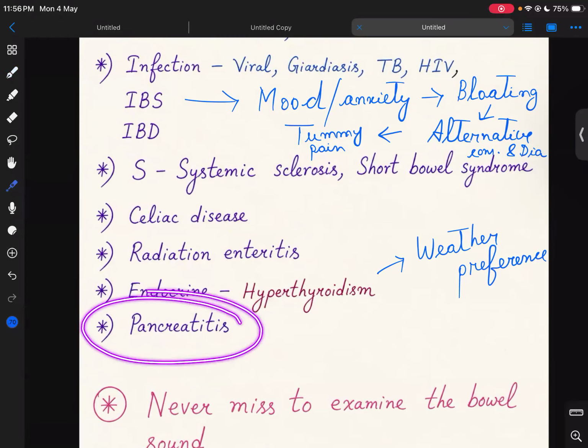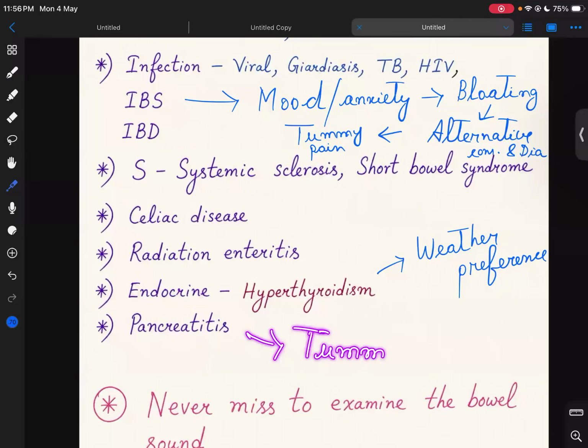Then to rule out pancreatitis, we have to ask about the tummy pain. The patient will have chronic epigastric pain. And there will be some cause of chronic pancreatitis, like taking alcohol, which is the most common one.